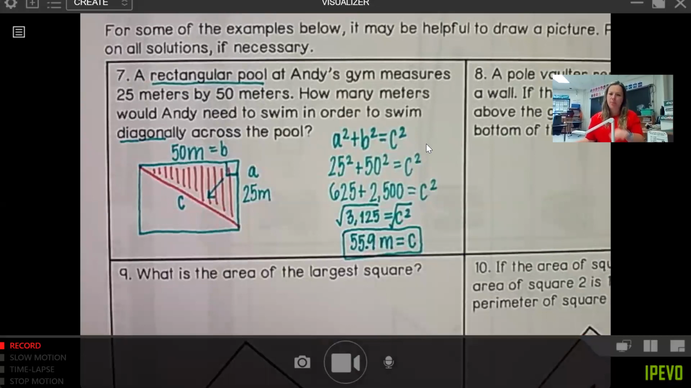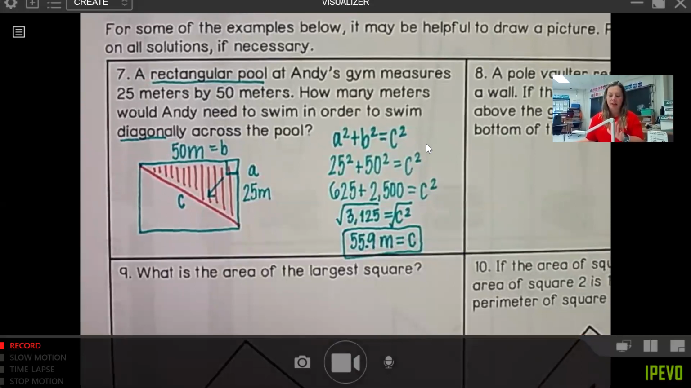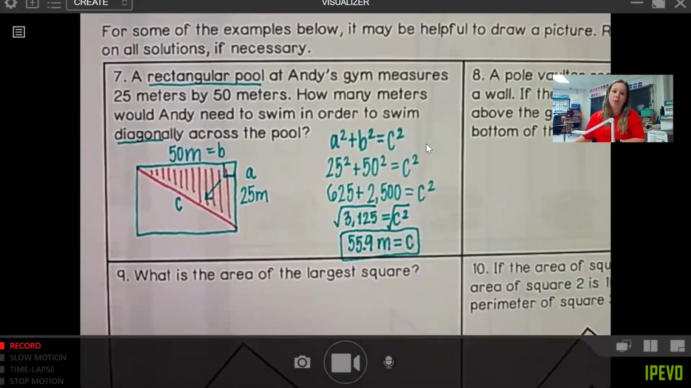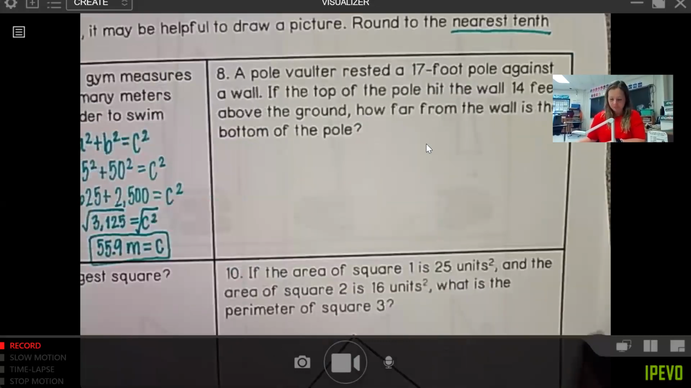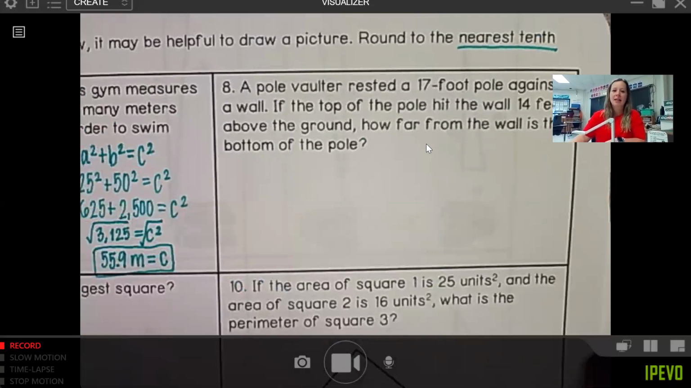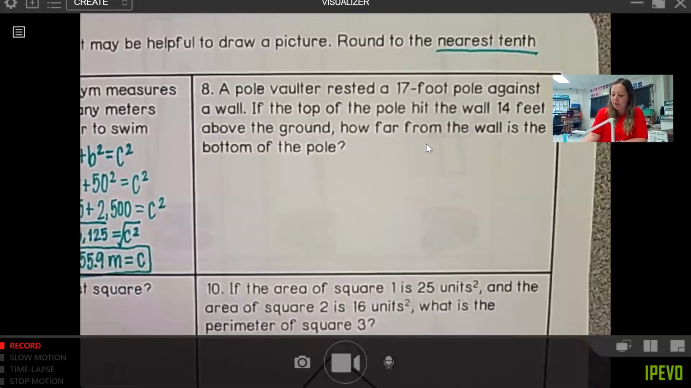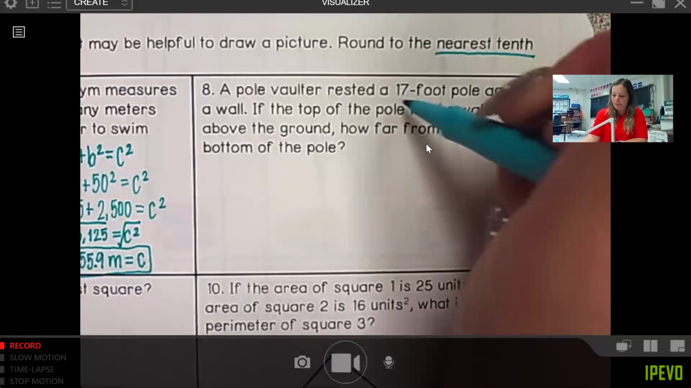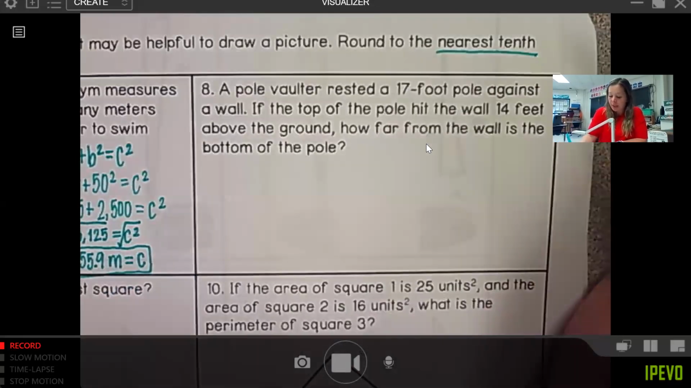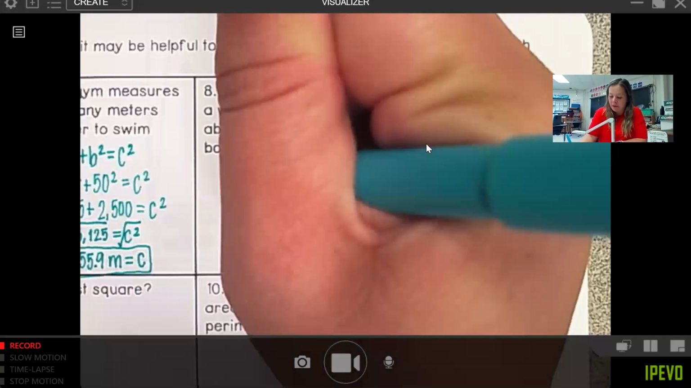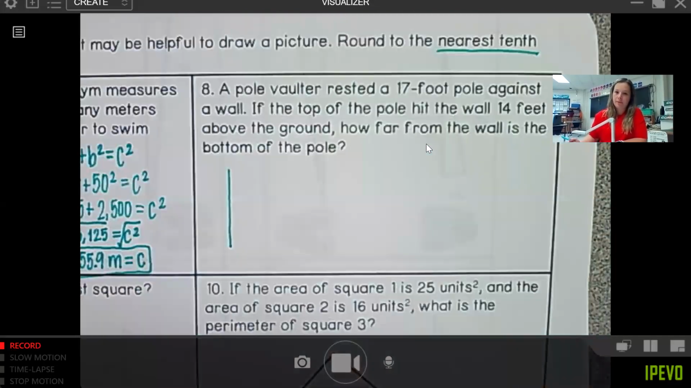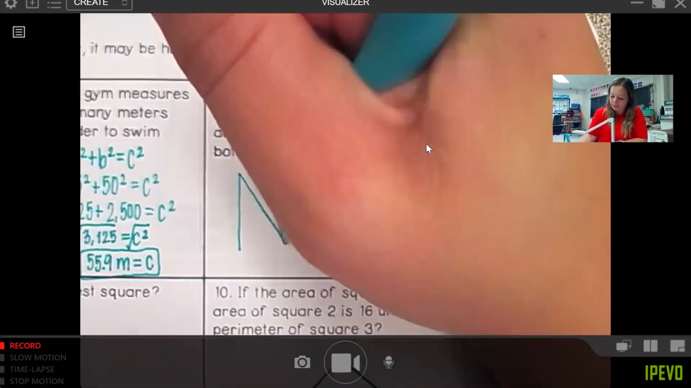Looking at number 8, pause this video anytime you need, if you need another minute to write things down. As we look at number 8, we're going to draw another picture because the problem says a pole vaulter rested a 17-foot pole against a wall. Here's my wall. And we have a pole that's 17 feet long.